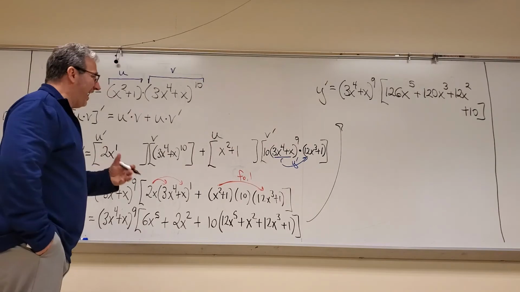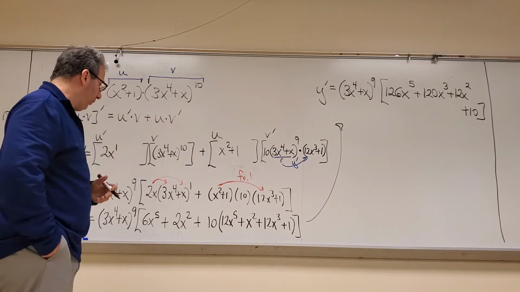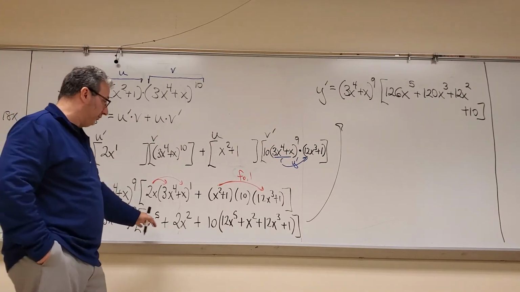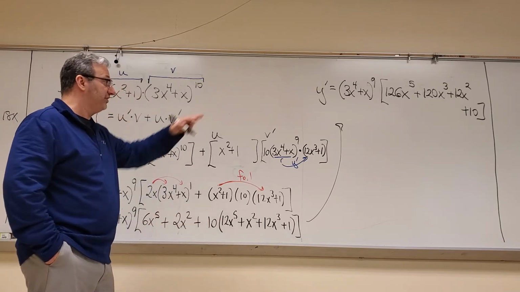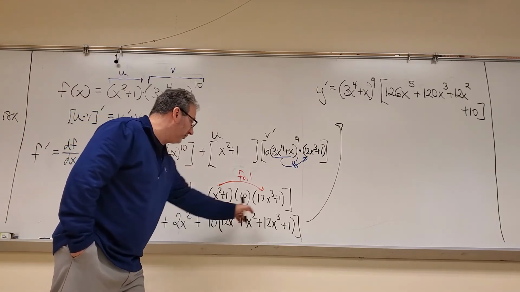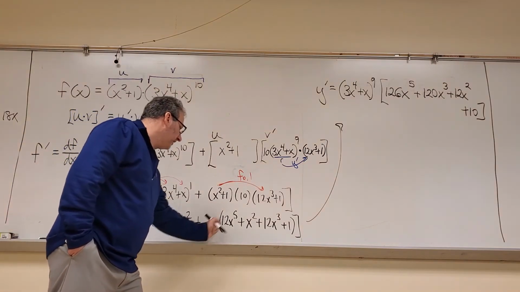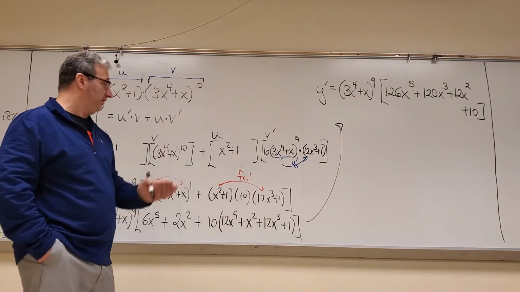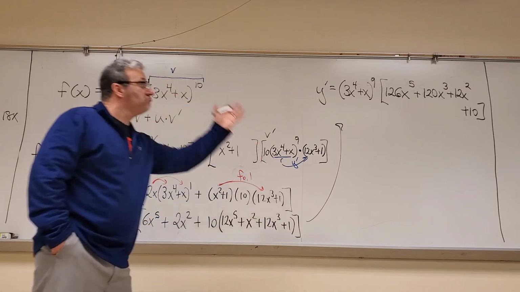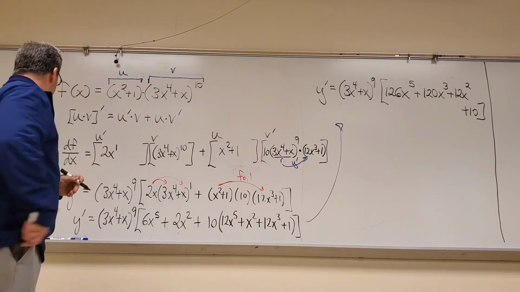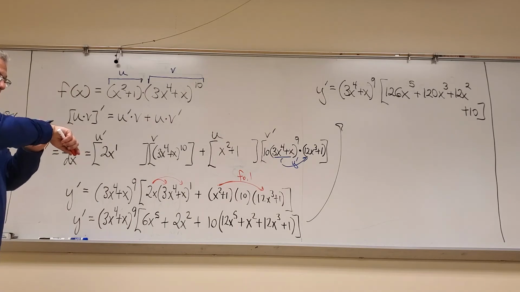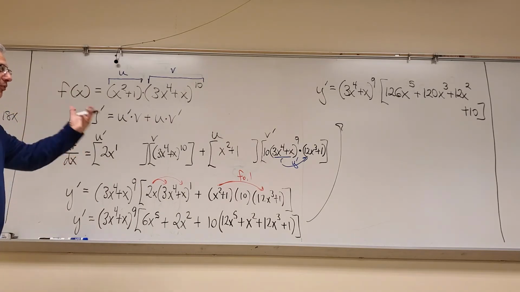Once again, you got to ask your professor which version they want. I just want to make sure I did it right. 120, 126, that looks good. You have 120x cubed, that looks good. You have 2 and 10 makes 12, and then you have a 10. Beautiful. And so there is my very first product rule.